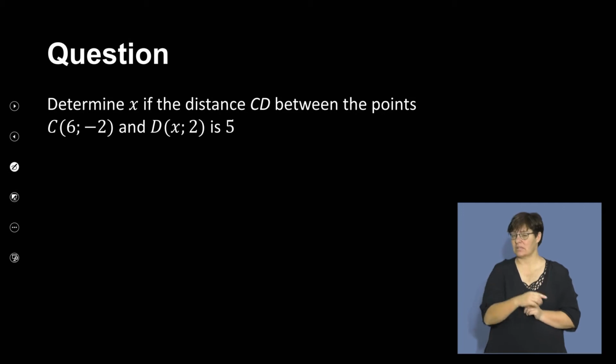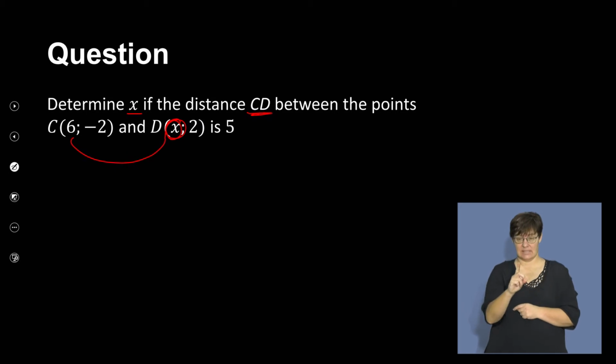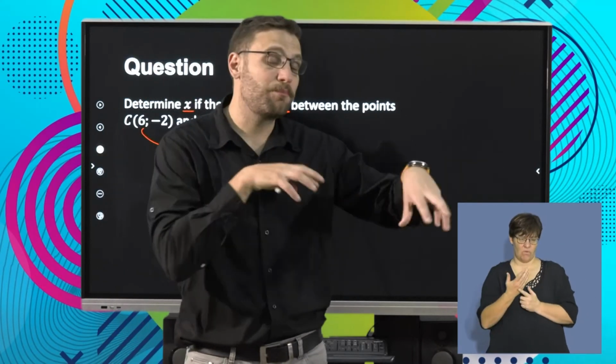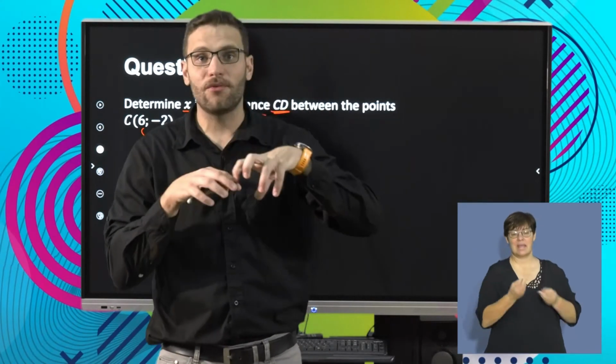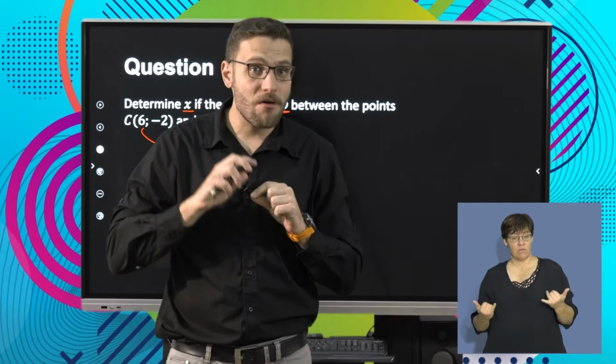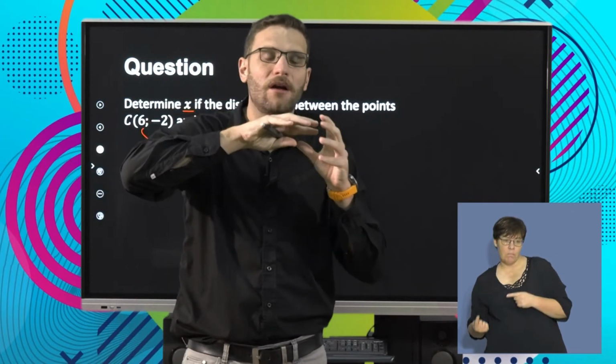Here they say calculate or determine x. So this is what they want us to determine. If the distance between these 2 points, CD, is equal to 5 units. Now, what we're doing is we're doing it backwards. What we did in the past, on the previous 2 examples, is I gave you the 2 coordinates and we had to work out the distance. Now, I'm giving you the distance and I want you to work out what those 2 points are.